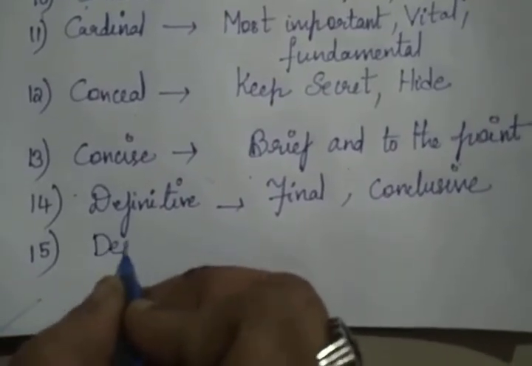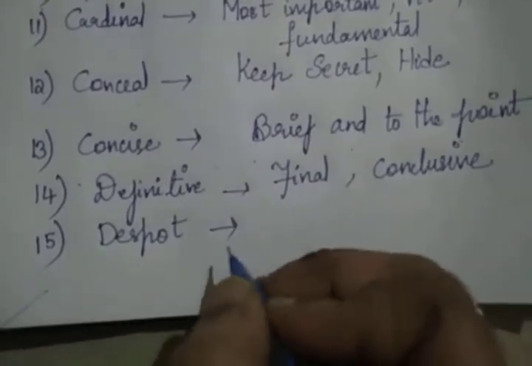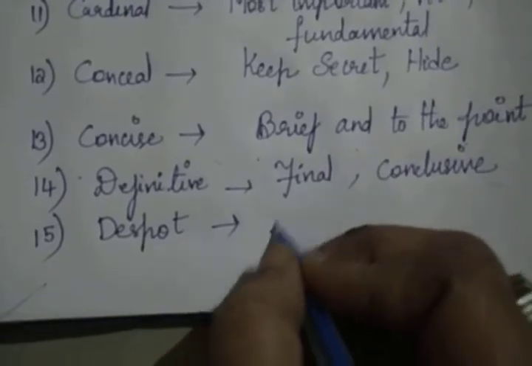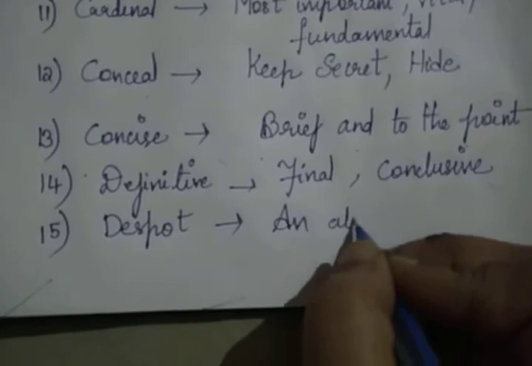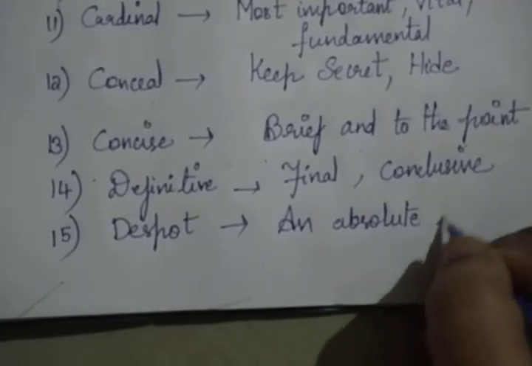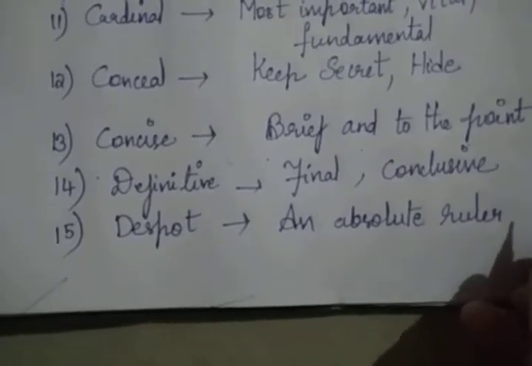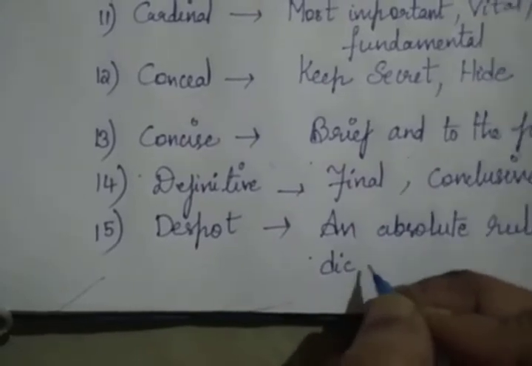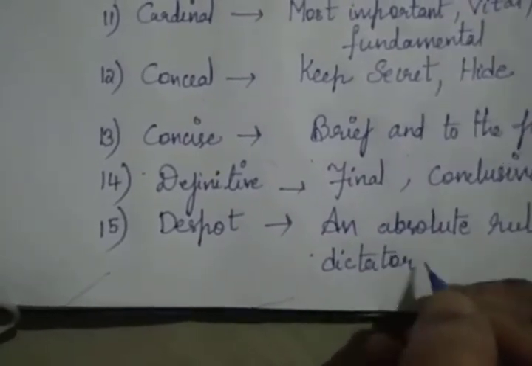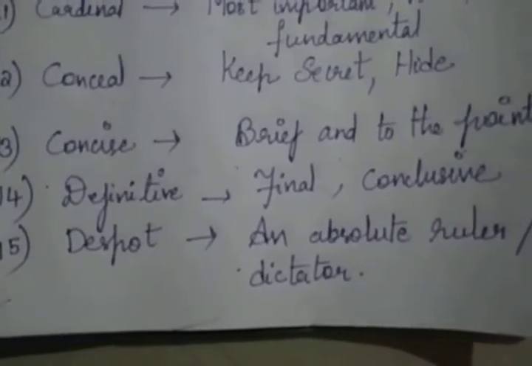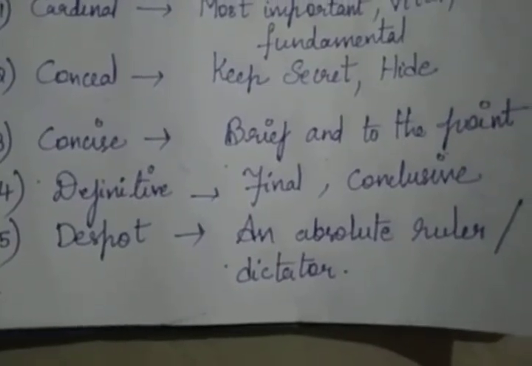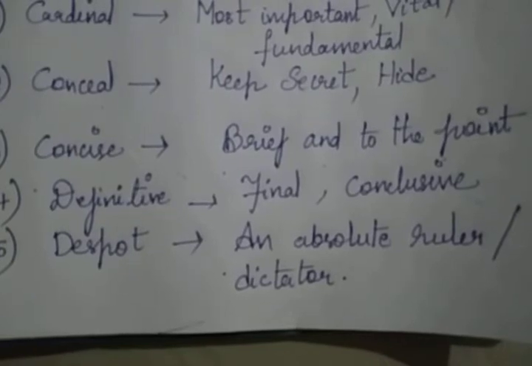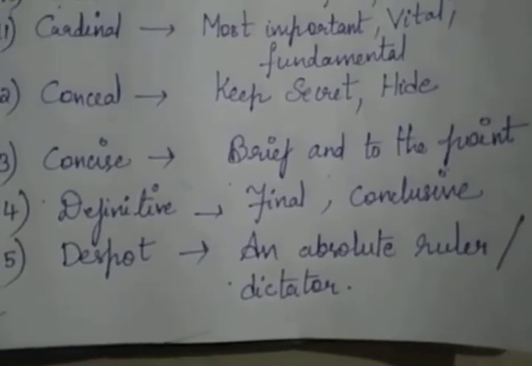Despot. Next word, despot. An absolute ruler, or dictator. Meaning of despot: an absolute ruler or dictator. The opposite of this is democrat.